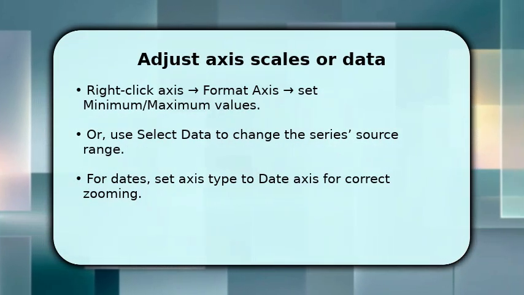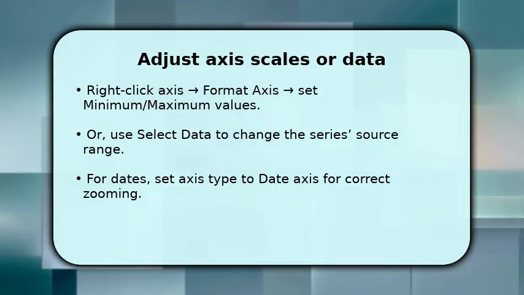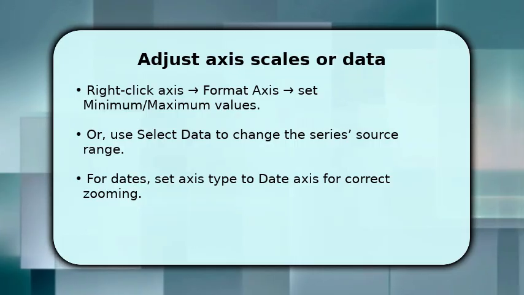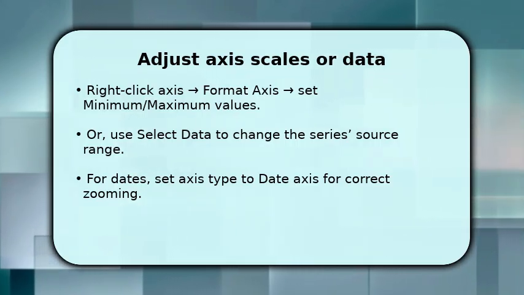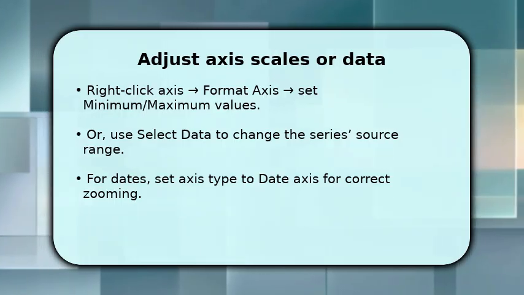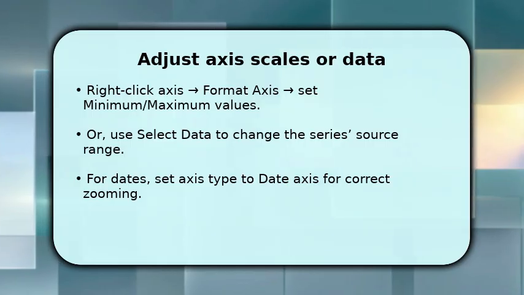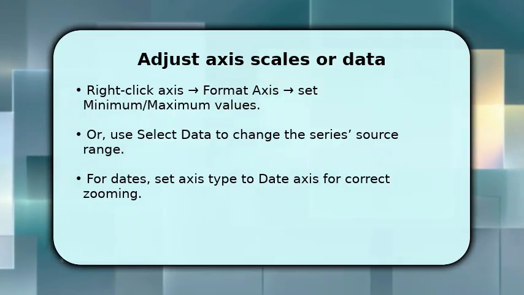If you need numeric zoom, right-click the axis and open Format Axis. Set minimum and maximum values to narrow the view. Once done, tweak major and minor units if ticks look crowded. Alternatively, choose Select Data and shorten the series range to crop the chart visually. This is faster for non-continuous selections.